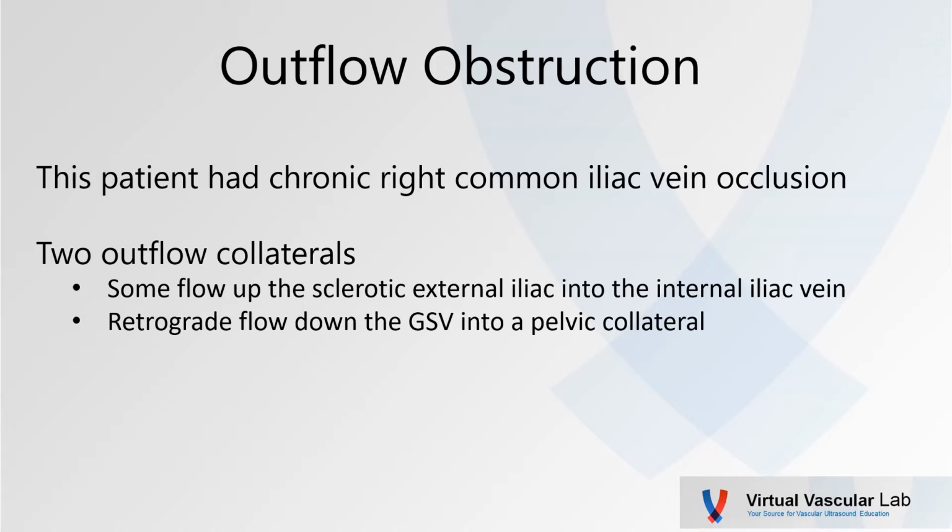So let's go ahead and recap this venous outflow obstruction. In fact, this patient had a chronic right common iliac vein occlusion and really 2 outflow collaterals. We chased that common femoral proximally. The external iliac was also sclerotic but had outflow into the patent internal iliac vein. And again, as I showed you, he had retrograde flow down the proximal great saphenous into that large pelvic collateral.